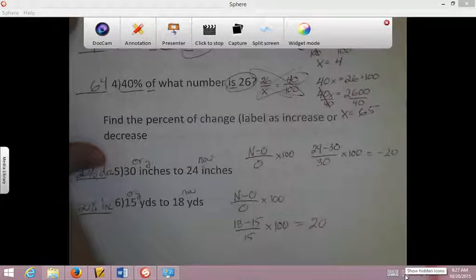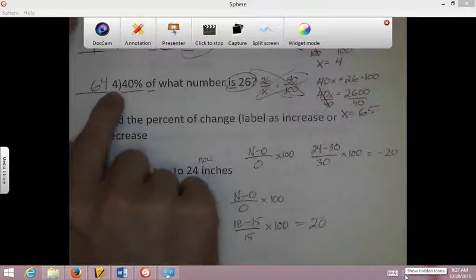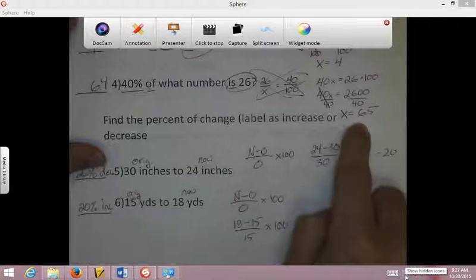Alright, kids, slight correction for this one right here. I wrote the answer as 64, but as you can see, when we figured it out, it was 65. My bad. Should be 65.